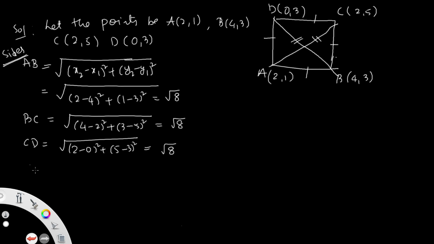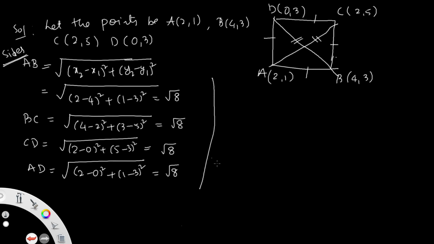Next find out AD. AD distance means 2 minus 0 whole square plus 1 minus 3 whole square. That is also root 8. Next, the sides are over. Now find out the diagonals.